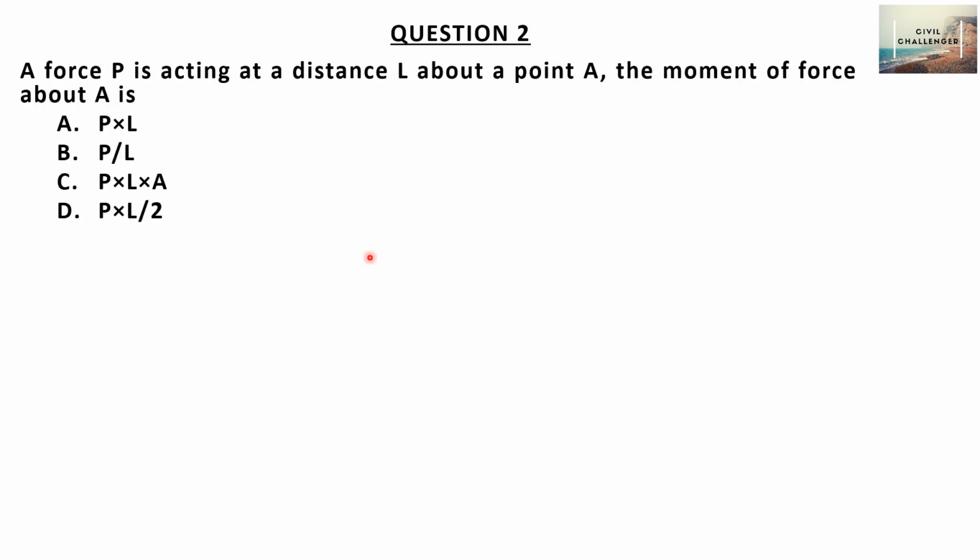Now let us see the next question. A force P is acting at a distance L about a point A. The moment of force about A is: option A, P into L. Option B, P divided by L. Option C, P into L into A. Option D, P into L divided by 2.